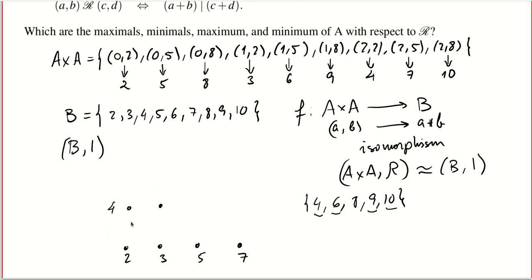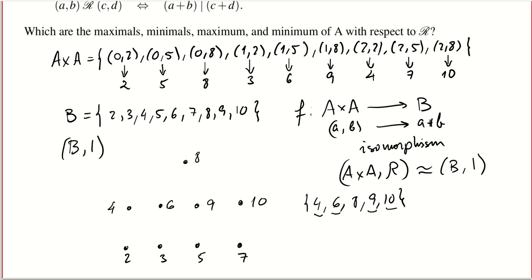You got here 6. Then you got here 9. And here you have 10, right? And finally you have 8, right? 8. Okay, so how are they connected?